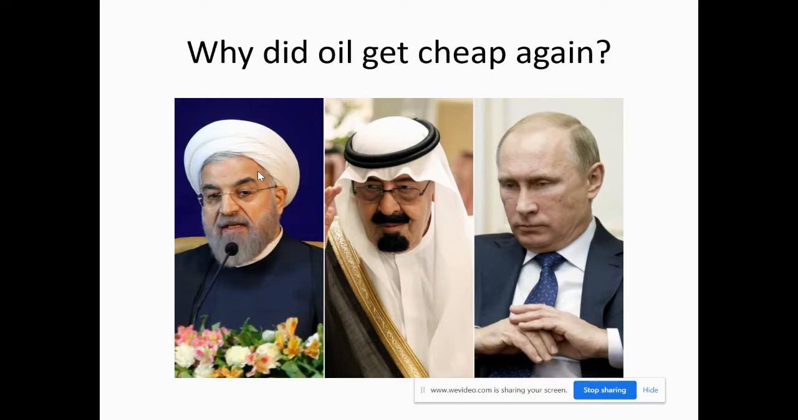Oil ended up getting cheap again because all three of these guys had a mean girls fight. Saudi Arabia found out Russia was meddling in their elections, so to get even and bankrupt the oligarchs, they put too much oil on the market, which ultimately led to cheaper oil prices, but a ripple effect as it laid off people who worked in oil fields in western states, including Colorado, Wyoming, and North Dakota.